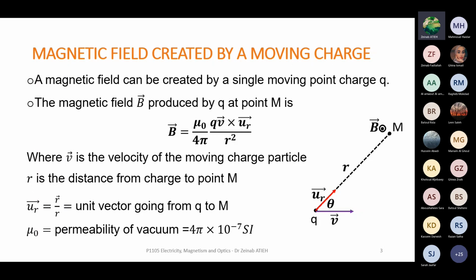Let's explain the terms. B vector equals mu zero. Mu zero is called the permeability of vacuum, which is a constant for vacuum. By the way, each medium has its own permeability. We only study magnetic fields in vacuum. We never study magnetic fields in other media, only in vacuum. So similar to the permittivity of vacuum, which is epsilon zero, related to the electric field, we have mu zero, which is called the permeability of vacuum, related to the magnetic field.